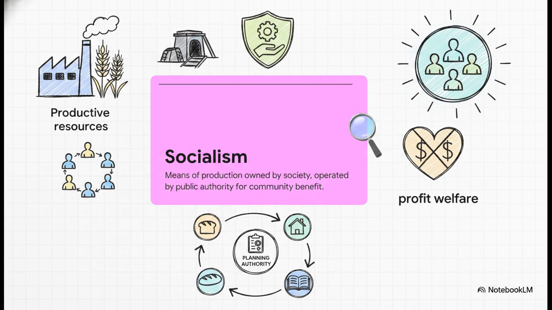In this system, all of the productive resources, we're talking the land, the mines, the mills, the banks, are owned by the entire society and controlled directly by the state. There's absolutely no private property beyond a certain basic limit. Instead, a central planning authority makes all the crucial decisions about what to produce, how to produce it, and who actually gets it, all based on a general plan aimed at benefiting the community as a whole.